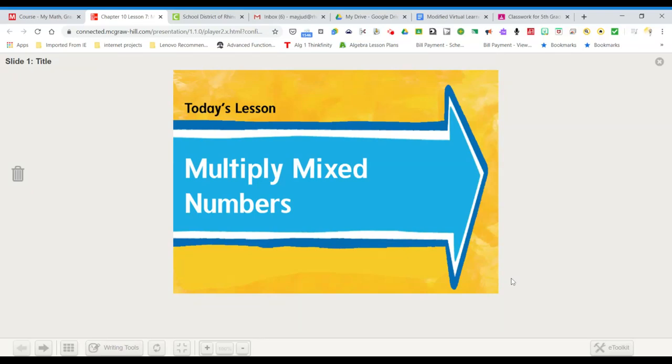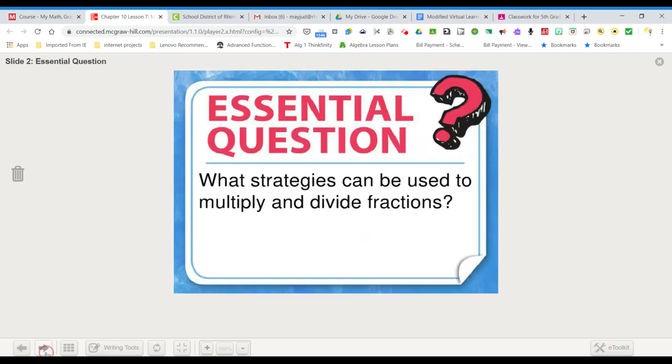Good morning, everybody. Today we are going to be multiplying mixed numbers. So we're going to find that there is just one additional step.